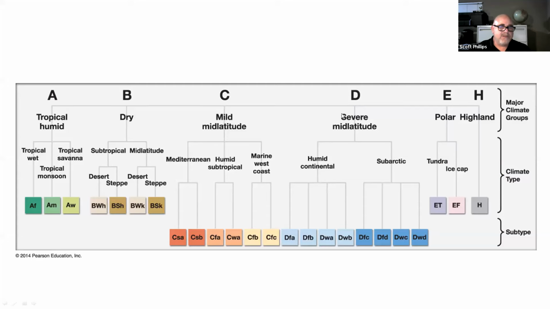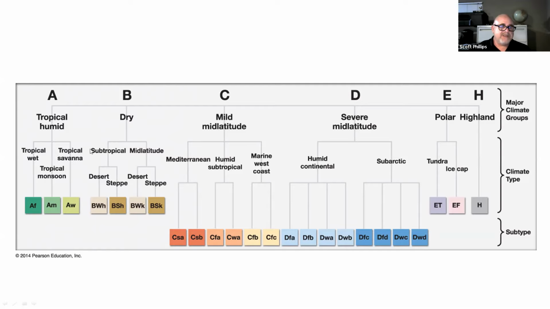Here's a closer view of that illustration from the book. The major categories can then be divided into subcategories. So for A, tropical climates, we have tropical wet or rainforest climate, tropical monsoon, and tropical savanna. And for the quiz, we're going to have all three of these.